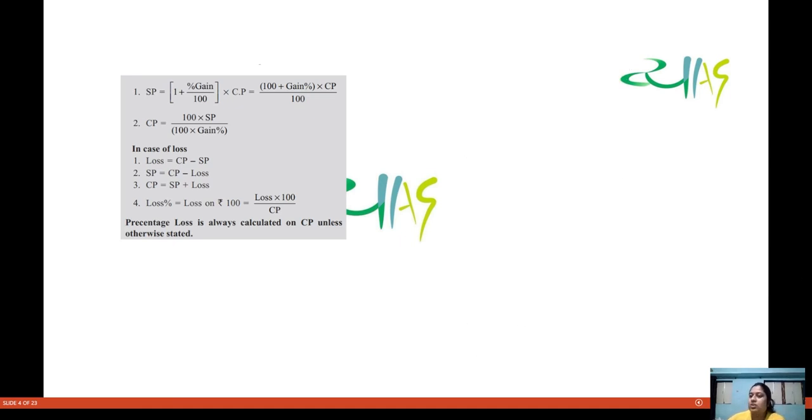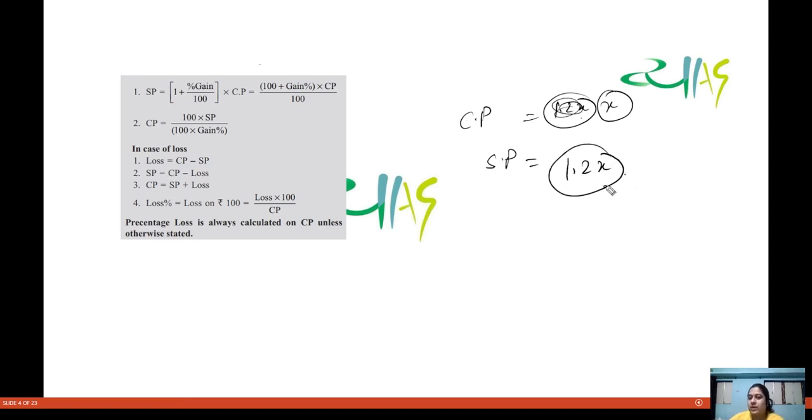Fine. So try to understand this very basic thing. It is not a very big concept, but anything can be done easily on the basis of this. So for example, if you are given that cost price is equal to X and selling price is equal to 1.2X.